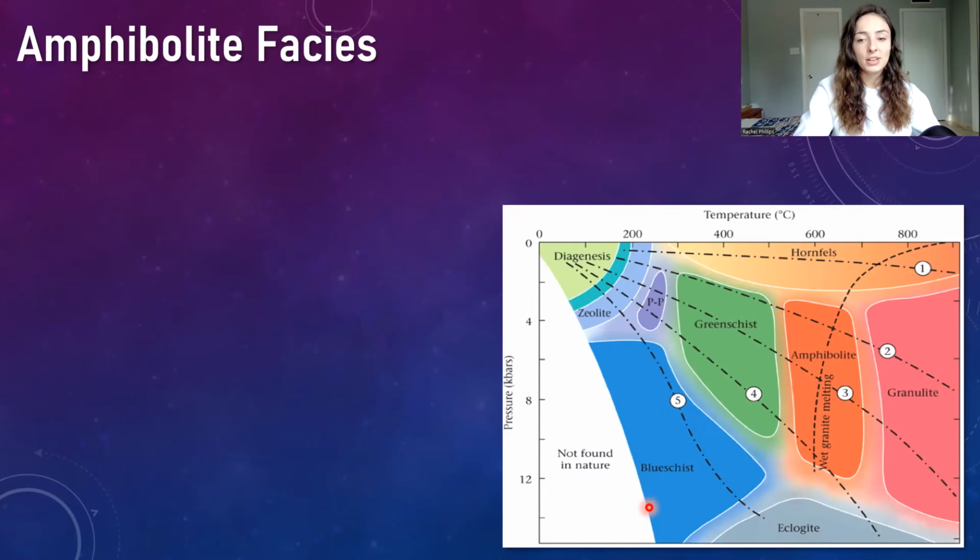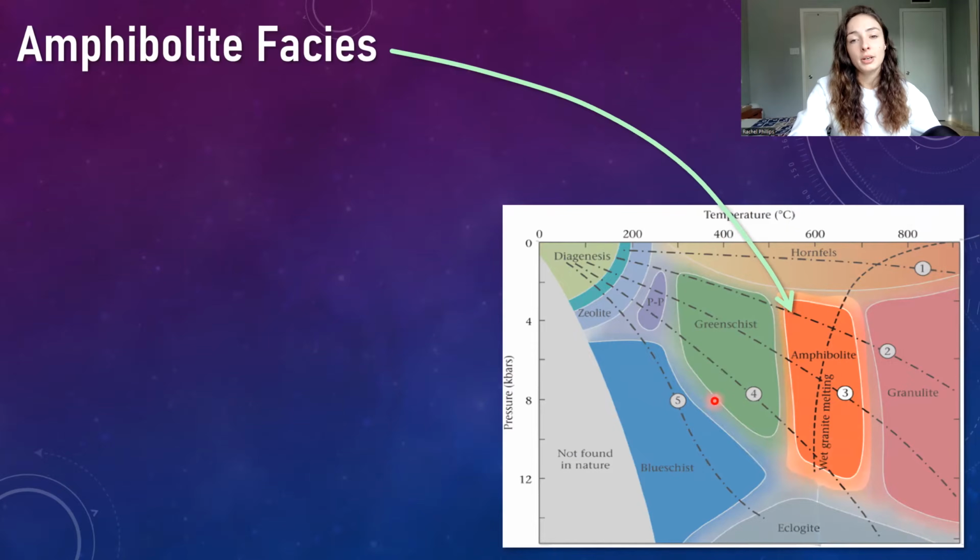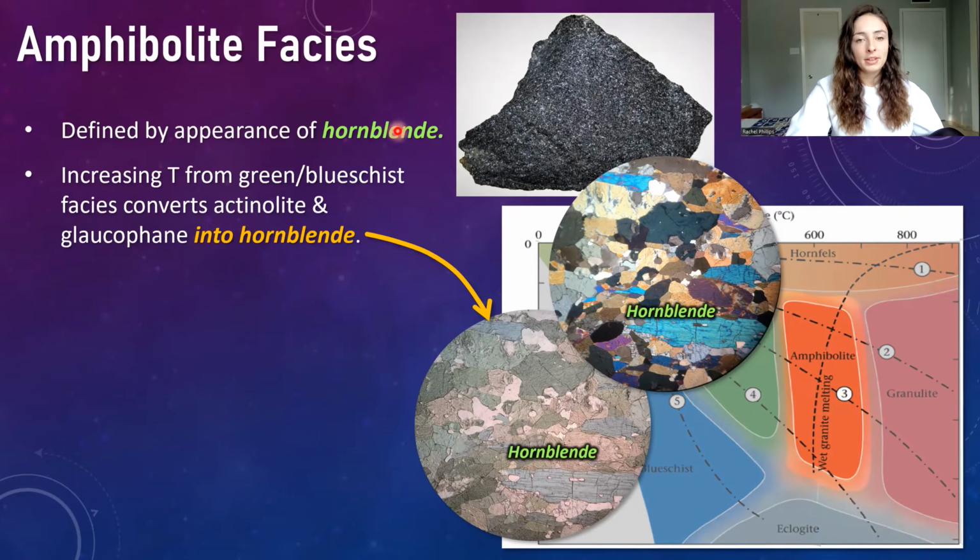Next, we have the Amphibolite Facies at higher temperature and higher pressure than greenschist, but around the same to maybe lower pressures than the blueschist, but much higher temperatures than the blueschist. And what defines the Amphibolite Facies is the presence of hornblende, which is an amphibole mineral. With increasing temperature from the green and blueschist facies, the actinolite in the greenschist facies and glaucophane from the blueschist facies convert to hornblende.